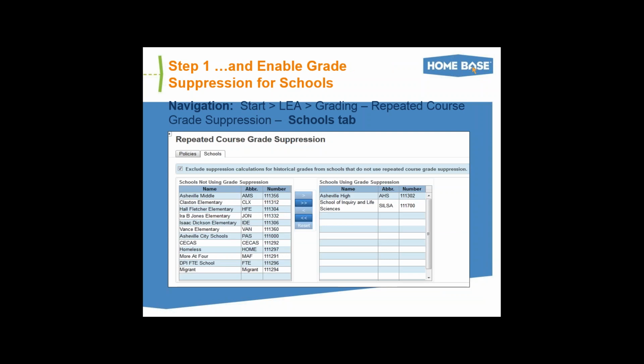All right, on this same area where we've gone into repeated course suppression, there's another tab. We just used the policy. Now we're going to use the schools. This is where, just like when you add new courses, you're going to hand select those high schools, or the schools that include high schools, because they are the only ones that this policy applies to. And you're going to move them from the left to the right and submit that screen.